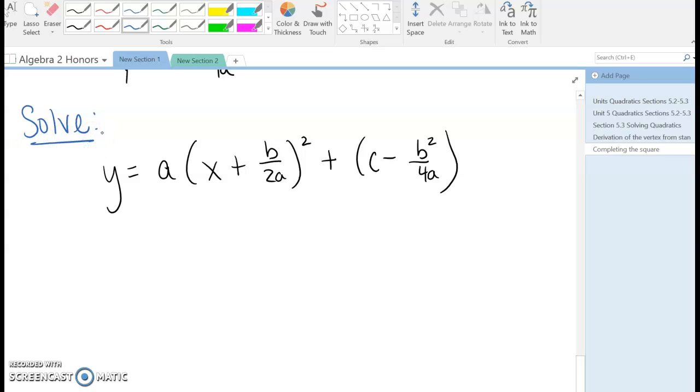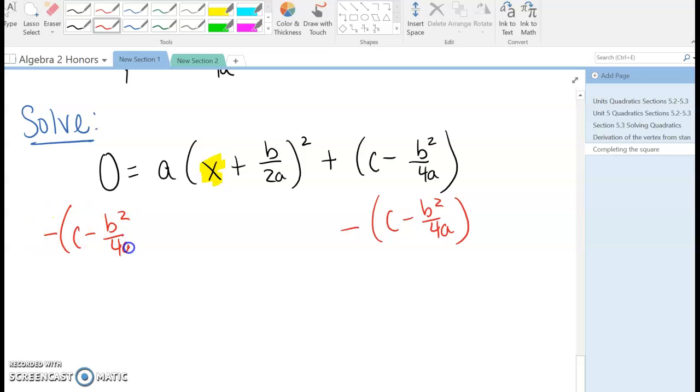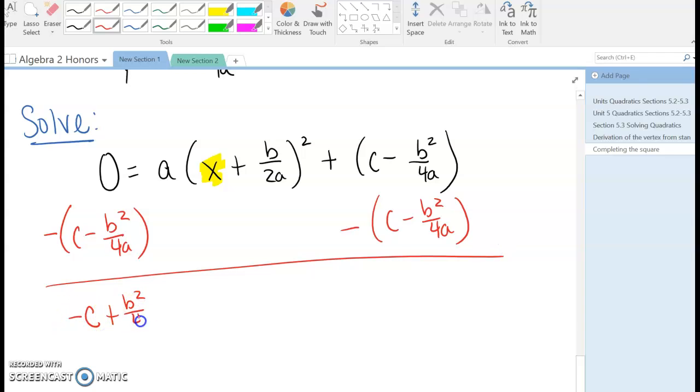is to solve this. So if I'm finding the solutions, that means that I'm looking for x-intercepts. I'm looking for where the y-coordinate is 0. And I'm just going to go ahead and start thinking about how I isolate that x value. So right now we're starting to derive the quadratic formula by solving this quadratic in vertex form. So to get there, I'm going to subtract this quantity, c minus b squared over 4a, from both sides. So I have negative c plus b squared over 4a equals a times x plus b over 2a squared.